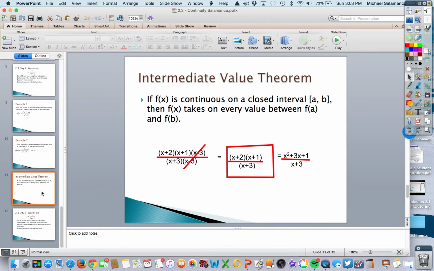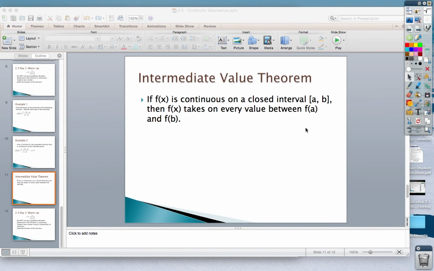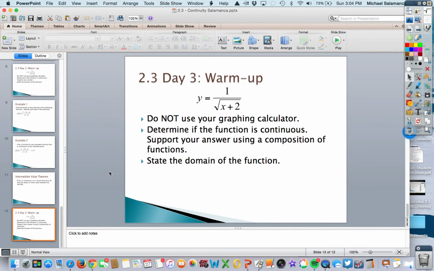So the next thing I want to mention is the intermediate value theorem. The intermediate value theorem states that if f of x is continuous on a closed interval a, b, then the function f of x takes on every value between f of a and f of b. So what that means is if we go back to our equation, let's look at y equals 1 divided by the quantity x plus 2.